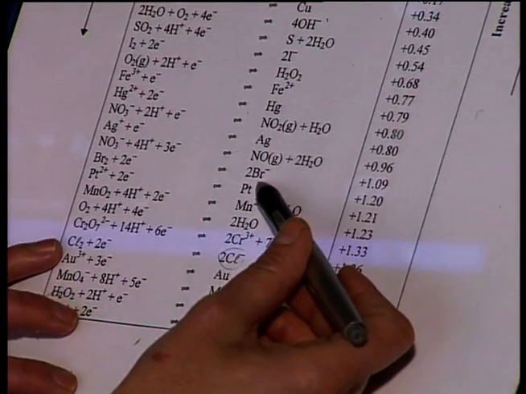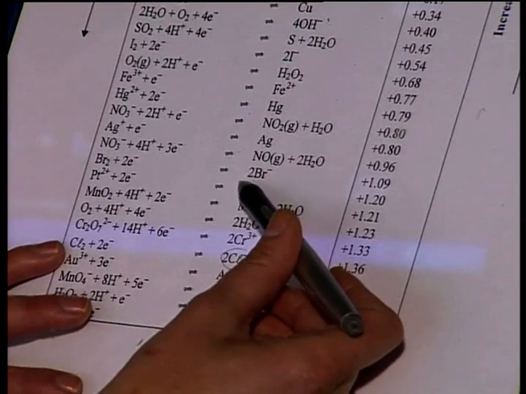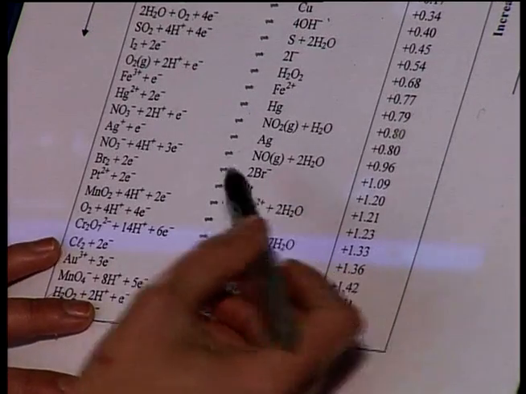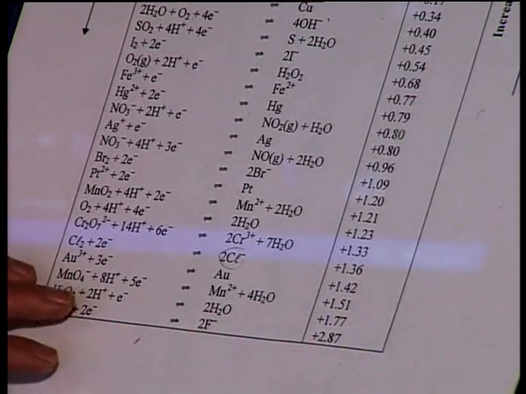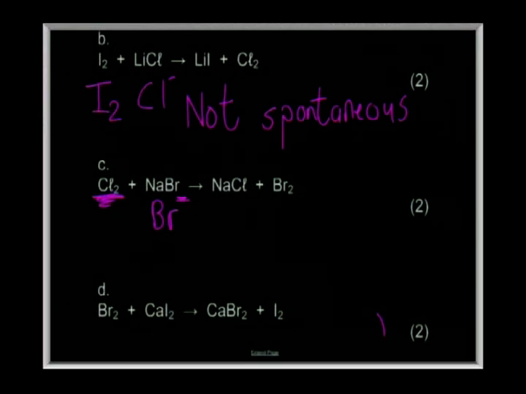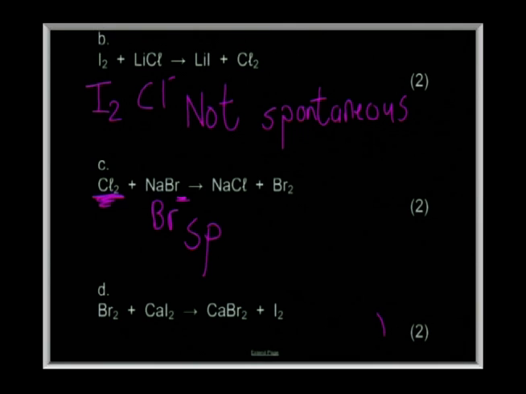I should have looked closer because, of course, both bromine and chlorine are halogens, so they can't be too far apart. And I've got a top right, bottom left situation going on, and that means that this reaction is spontaneous. So let's put that in. All right, once again for the last one, D, I've got a top right, bottom left situation, so reaction D is also spontaneous. Let's just tick it.